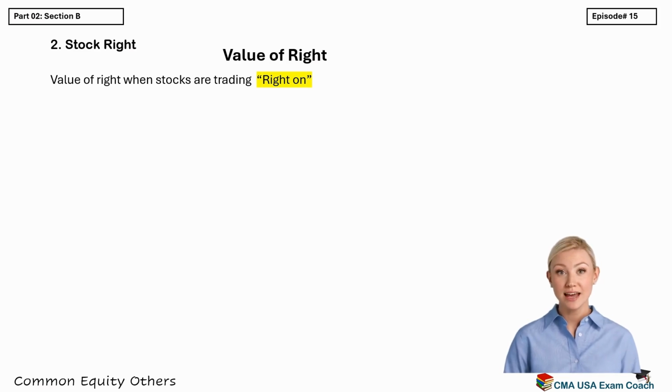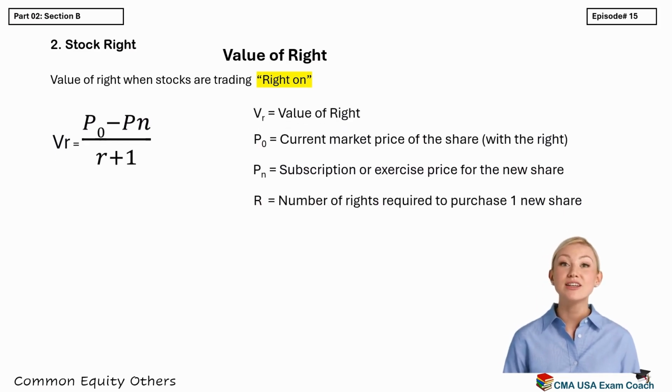Let's break this formula down. P0 stands for the current market price of the share. This is the price of the share while the right is still attached. Pn is the subscription or exercise price. This is the price at which the new shares are being offered to existing shareholders. R is the number of rights required to purchase one new share.